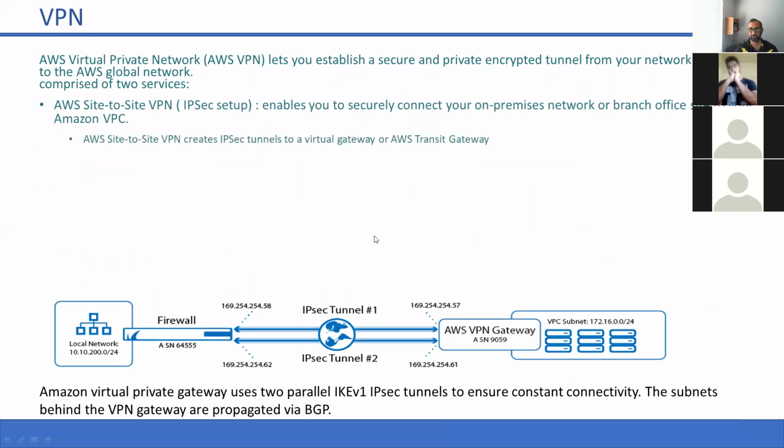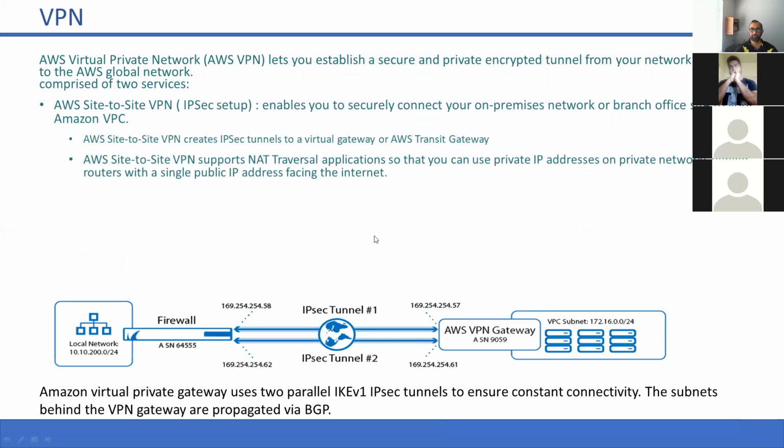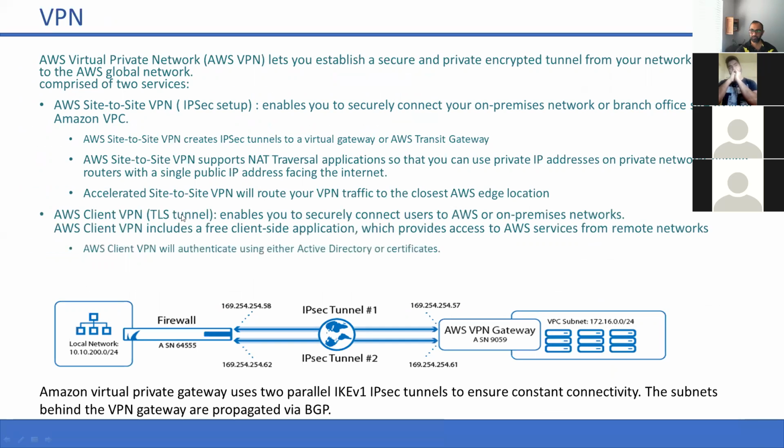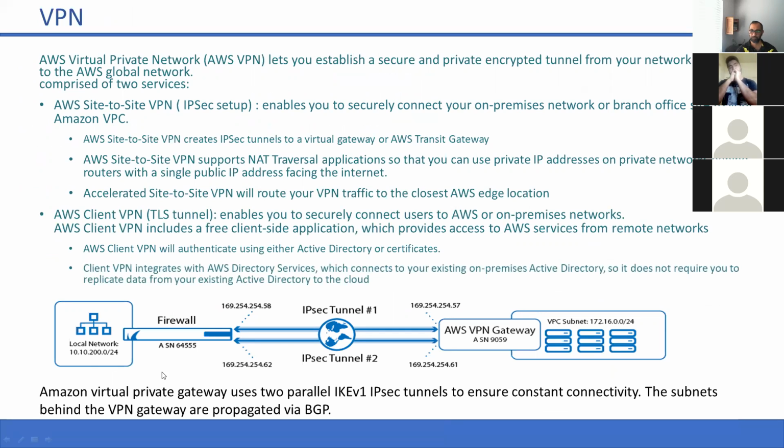Okay. What is VPN? Virtual private network lets you establish a secure and private encrypted tunnel from your network or device to the global network. AWS VPN comprises of two services. If you study this diagram on the bottom, everybody knows what a VPN is. I mean to say, we connect to our organization systems using VPN. But many of us don't know how exactly the communication happens.